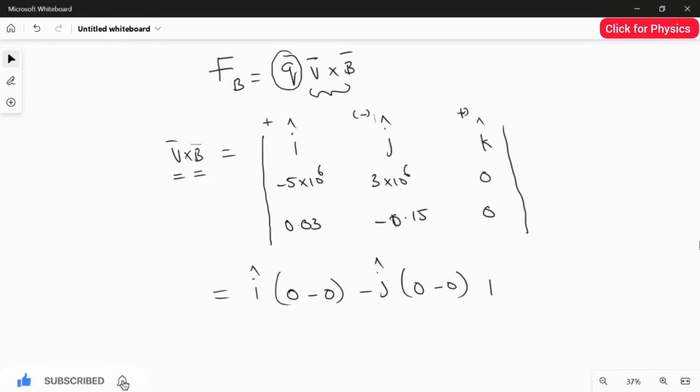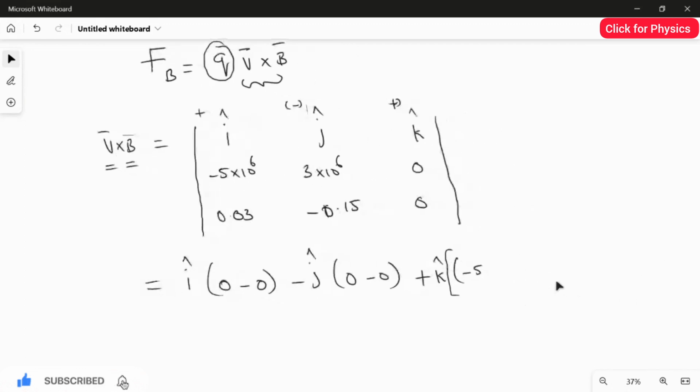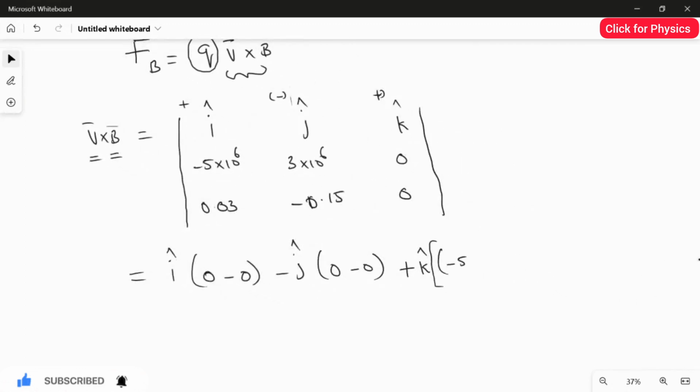Now I have to come for k cap. K takes the value of positive. So k cap. Now you should not consider the first line as well as the last row. Clear? So I have to multiply in this direction. So minus 5 multiply 10 power 6 multiply with minus 0.15, minus in these directions you have to multiply 0.03 multiply with 3 multiply 10 to the power of 6.